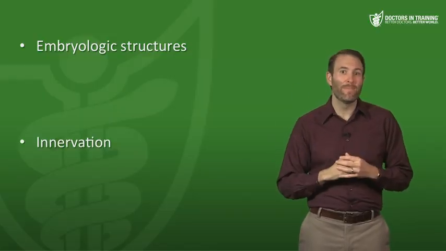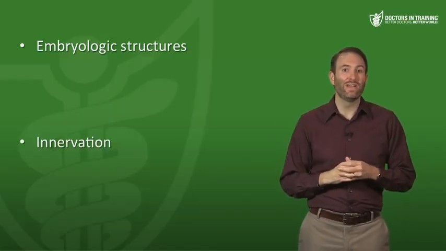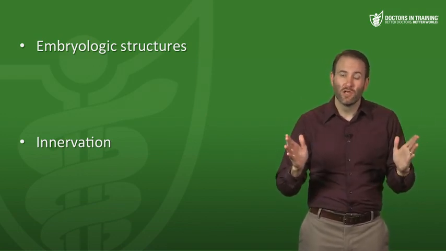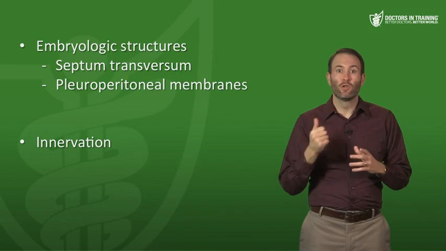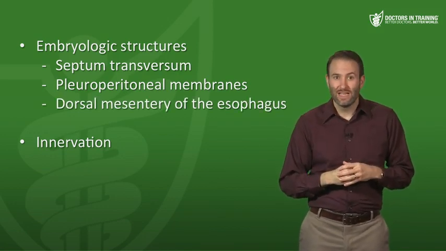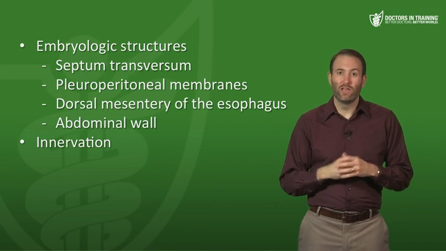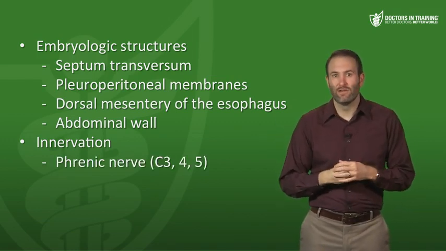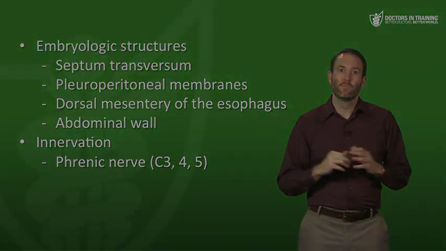diaphragm. Okay, so now to cement this in your minds, I want you to stop the video and take 30 seconds. I want you to write down the 4 embryologic structures that make up the diaphragm, and also write down what innervates the diaphragm. Okay, so remember, the 4 structures were the septum transversum, the pleuroperitoneal membranes, the dorsal mesentery of the esophagus, and the abdominal wall. And then what innervates it? Remember, it's the phrenic nerve, C3, 4, 5 innervates the diaphragm. If you didn't get those, then review it again.